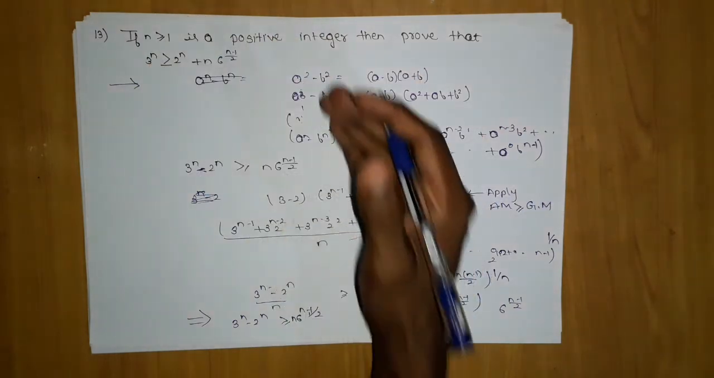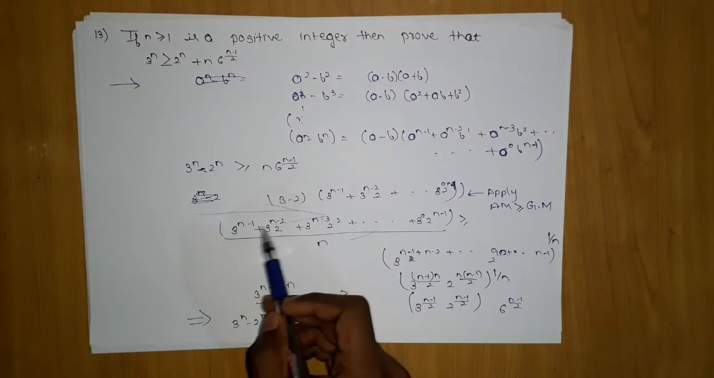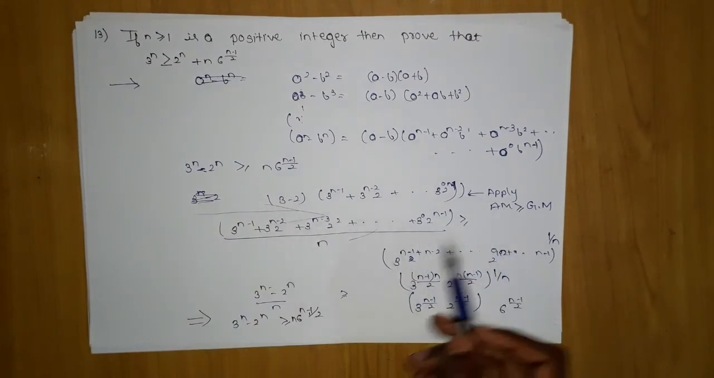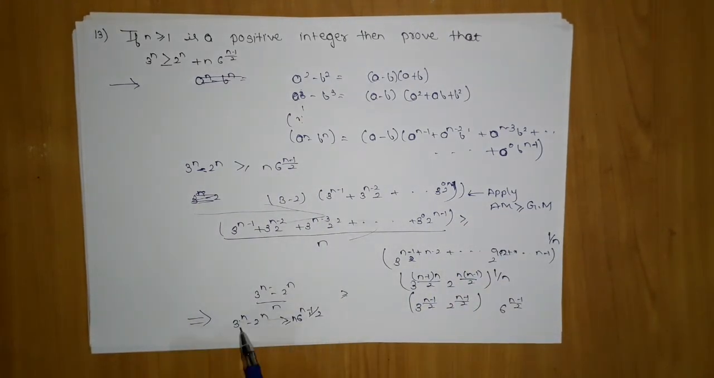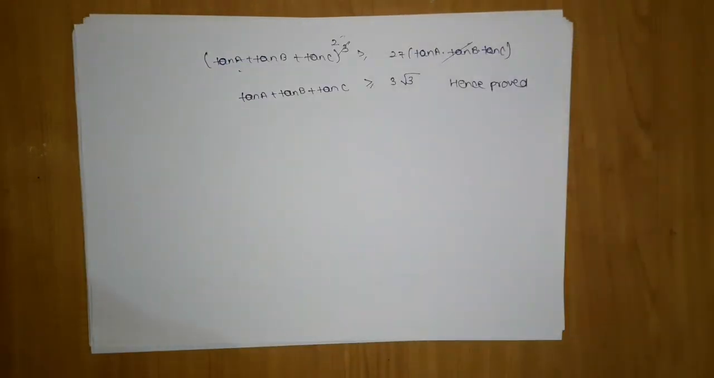So I hope you have understood each and every step. First we generalized this. You should observe this. After observation we were able to predict what term we should take. When we consider that term and apply AM greater than or equal to GM, we automatically got the result which they wanted us to prove. Now let's move on to the next question, which is question number 14.